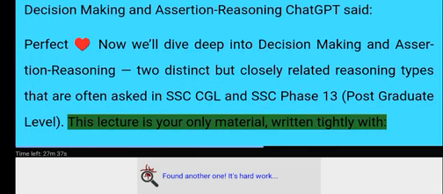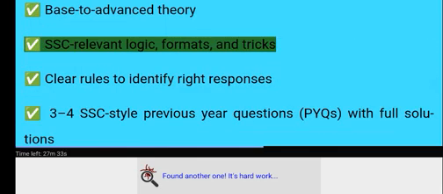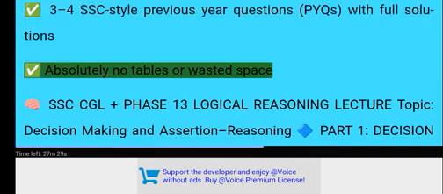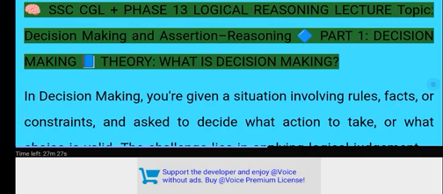This lecture is your only material, written tightly with advanced theory, SSC relevant logic, formats, and tricks, clear rules to identify right responses, and 3 to 4 SSC style previous year questions with full solutions, with absolutely no tables or wasted space. SSC CGL logical reasoning lecture topic: Decision making and assertion reasoning, part 1.